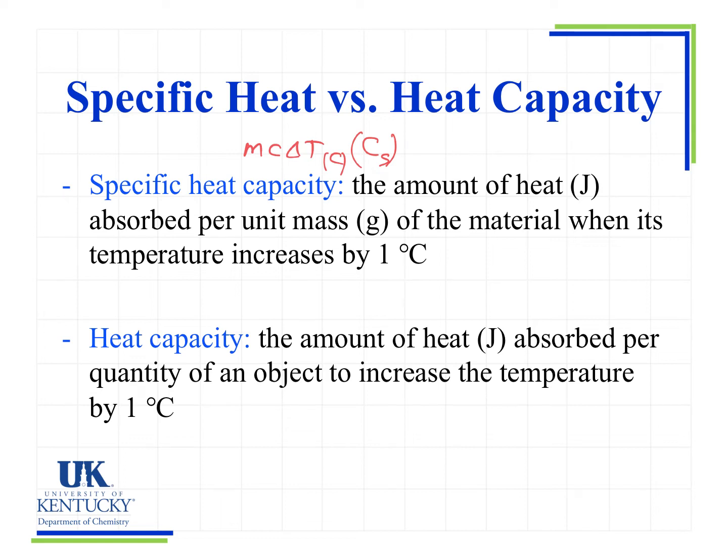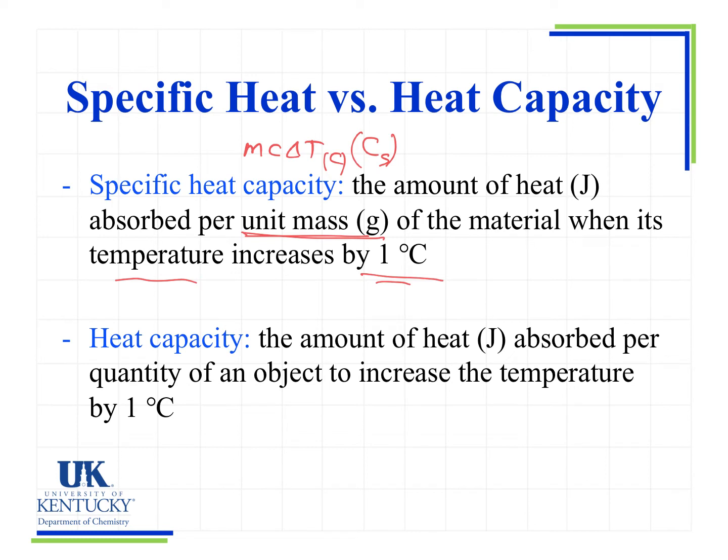So what is the difference with heat capacity? Let's first read the definition. Specific heat capacity is the amount of heat in joules absorbed per unit mass, or gram, of the material when its temperature increases by 1 degree Celsius. That's specific to each element, with a fixed number for that element.